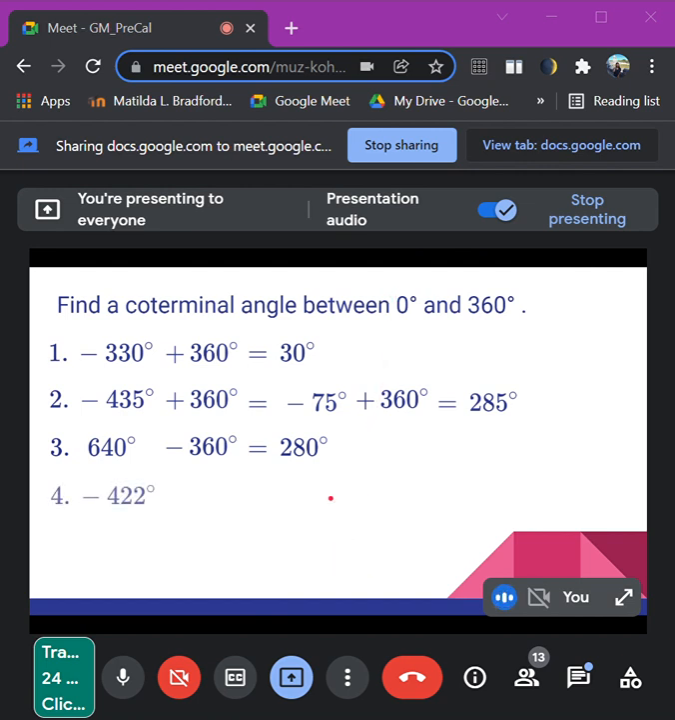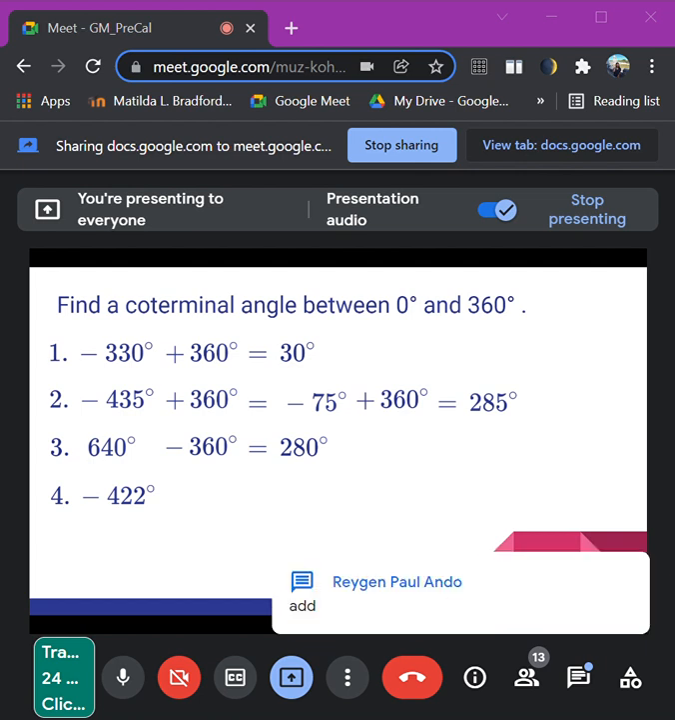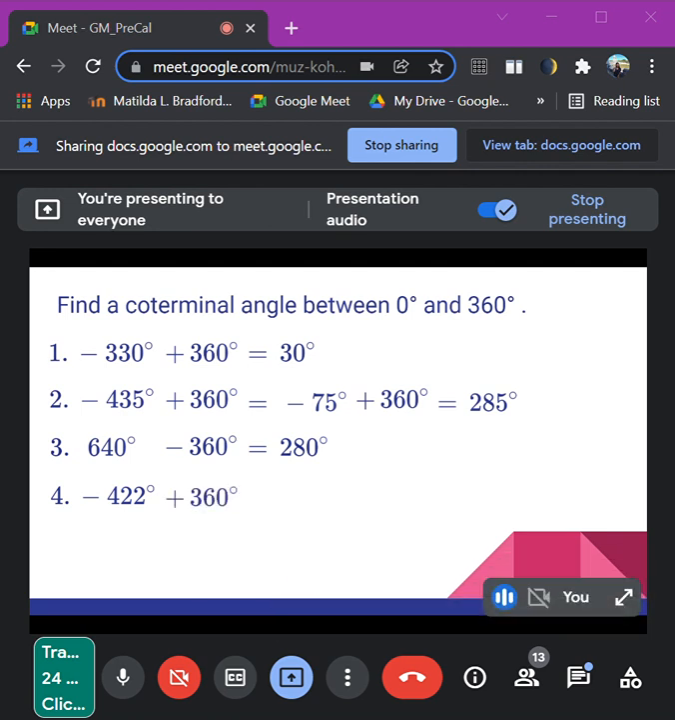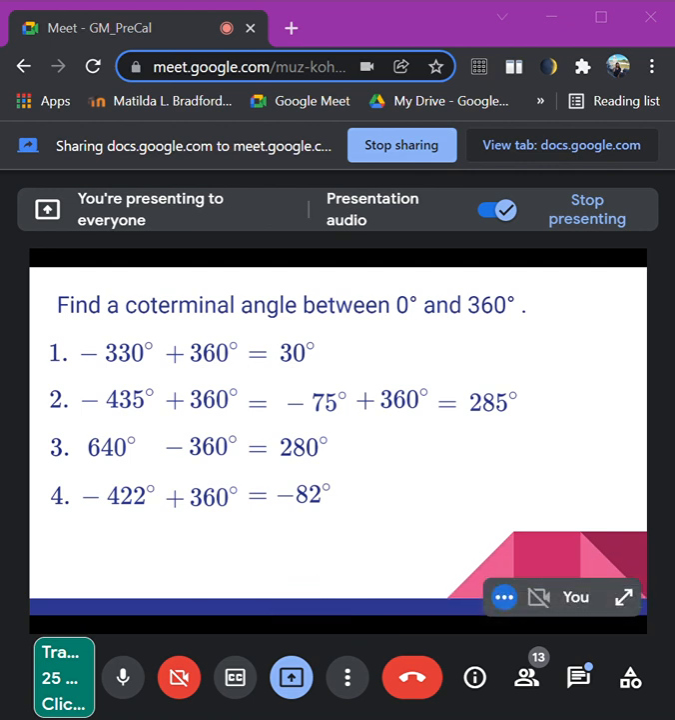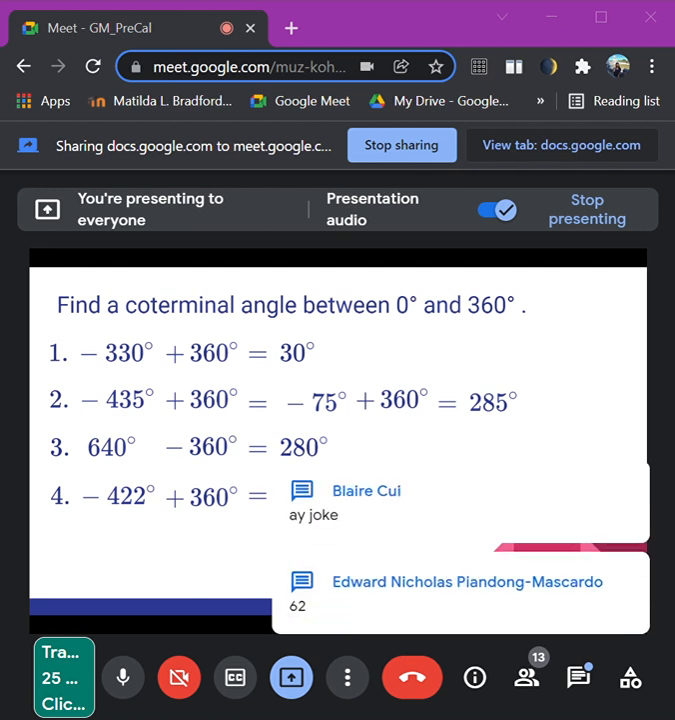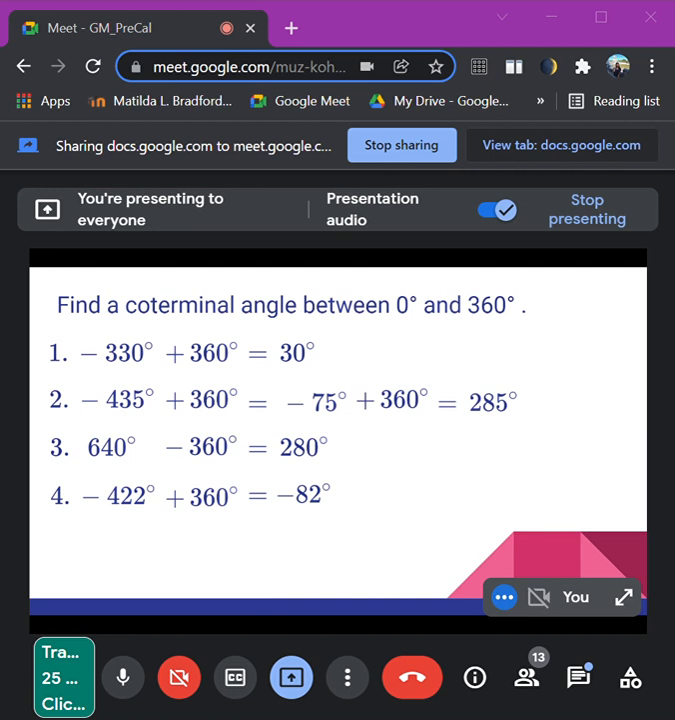Now, down to the last one, class. Negative 422. So what are we going to do with this? Okay, we're going to add 360 degrees. So negative 422 plus 360. How much is it, class? That is negative 62. Negative 62 or negative 82? Okay, that is negative 62. That was my typo, class. Sorry, negative 62.